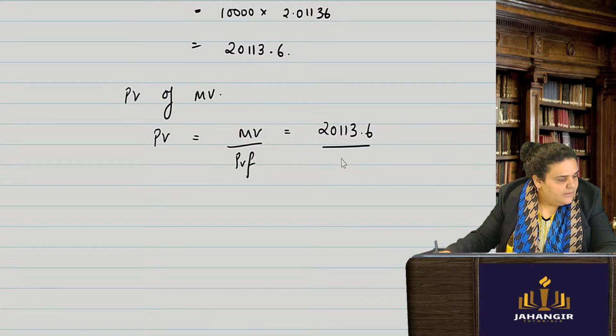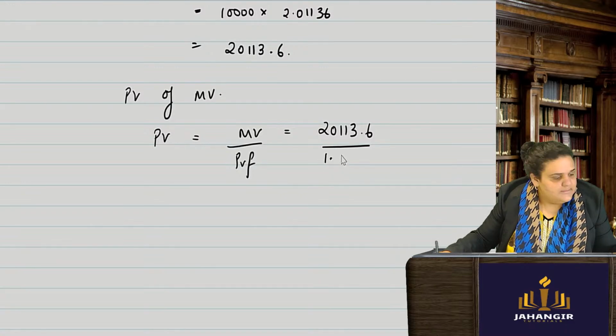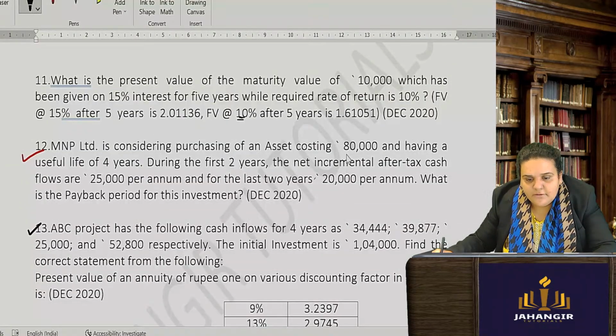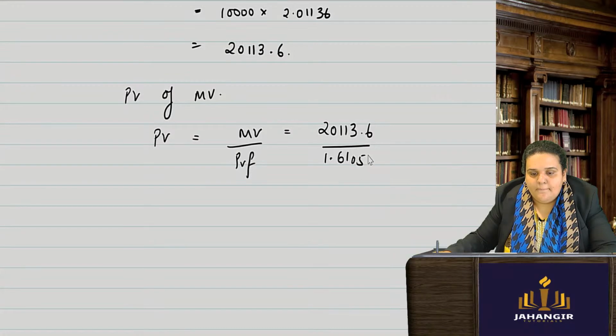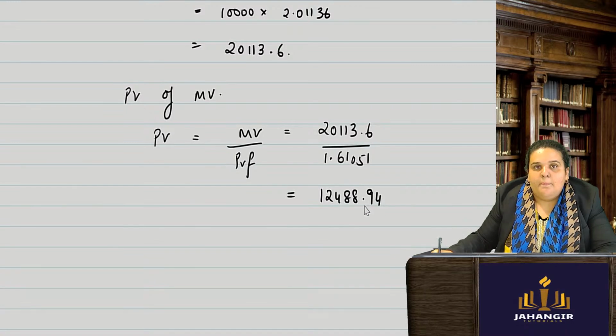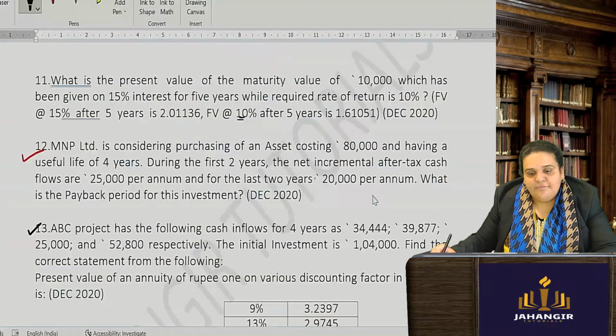2113.6 upon 1.61, what they have given is 051. So you'll get the answer as 12,488.94 because they have given you after 5 years.